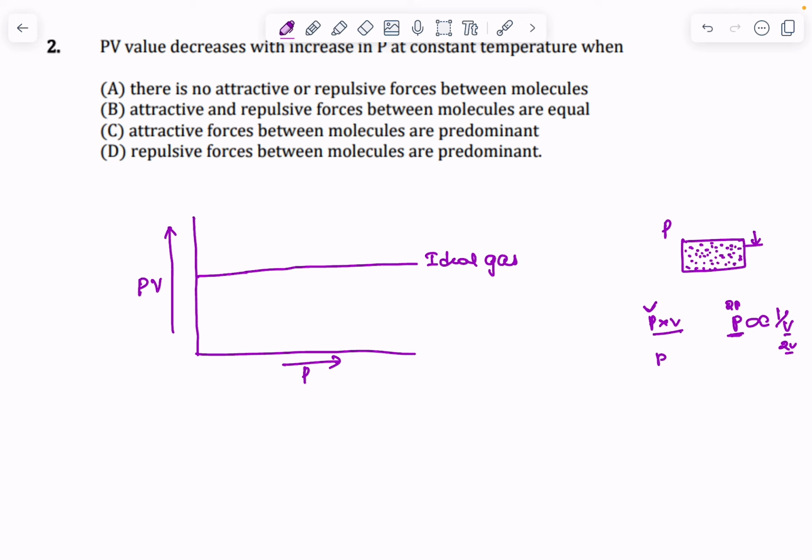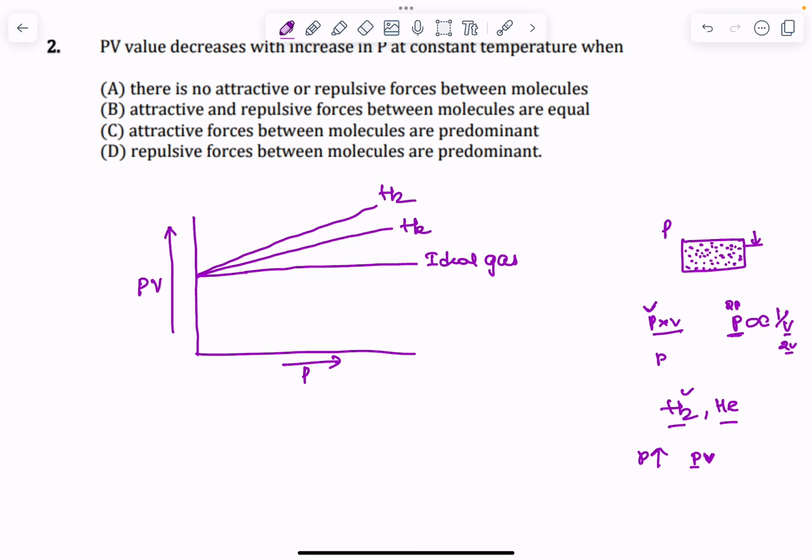For the first curve, take for example hydrogen and helium. There are no attractions between their atoms. So if you increase the pressure, PV value also increases. There are some repulsions compared to attractions. So what will happen? The graph you will get like this. For hydrogen and helium, we get a positive slope graph. So this is also like PV by RT.